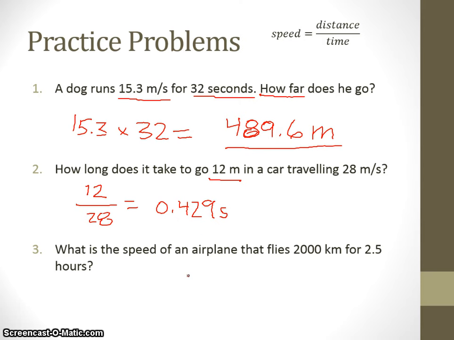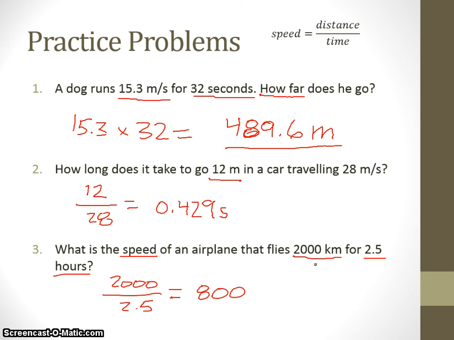And this last one, what's the speed of an airplane flying 2,000 kilometers for 2.5 hours? Well, first thing, 2,000 kilometers, that is a distance. 2.5 hours is a time. So I've got a distance and a time, and I need to find the speed. What is the speed? Well, the speed will be the distance divided by the time. Distance divided by time. 2,000 divided by 2.5, which is 800.